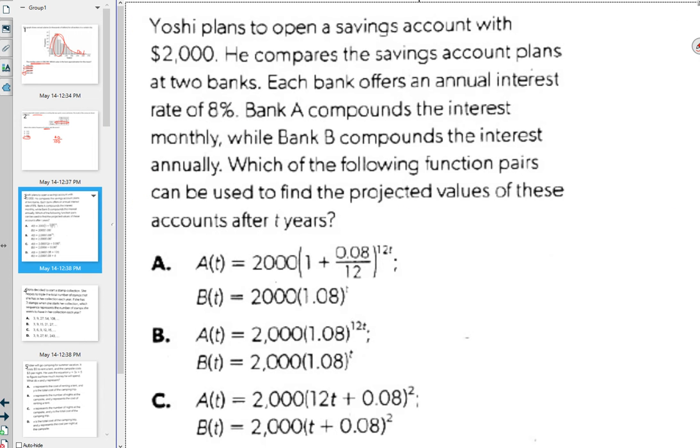Yoshi plans to open a savings account with $2,000. He compares the savings account plans at two banks. Each bank offers an annual interest rate of 8%. Bank A compounds the interest monthly, while Bank B compounds the interest annually. Which of the following function pairs can be used to find... So they're not even asking you to find an actual money amount, just what would be the correct formulas. So when we're compounding, 8 is a percent. Bank A compounds monthly. What's the number that we use for compounded monthly? It's 12, and you have to divide the rate by it, but then on the outside, you multiply the exponent by it.